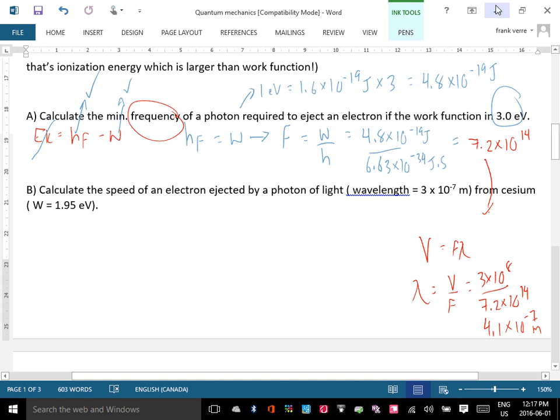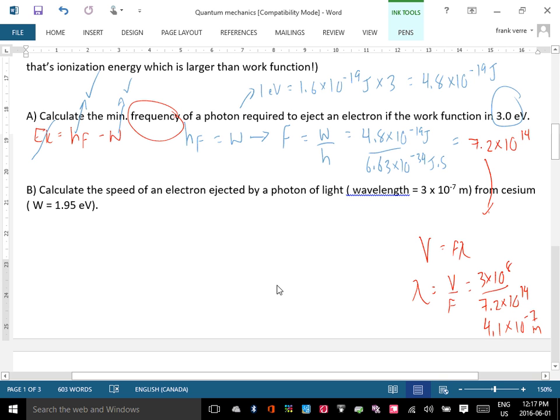I don't expect you to memorize the different colors of light and the wavelengths. But if I gave you a chart, it's reasonable for me to ask what color of light you would need to eject an electron. But I have to give you the chart.